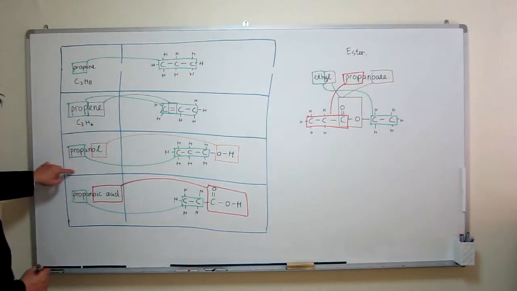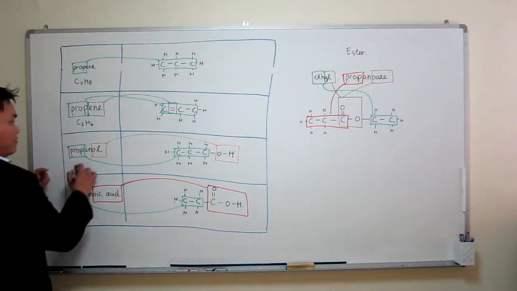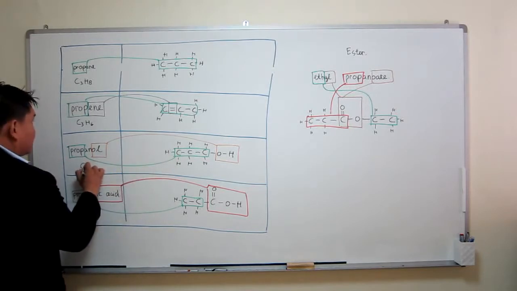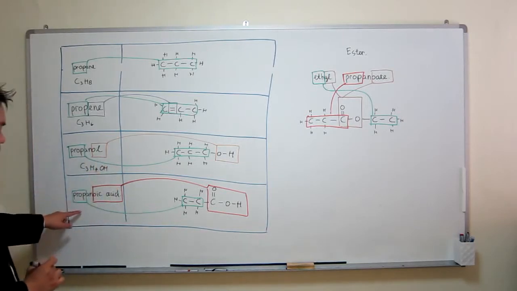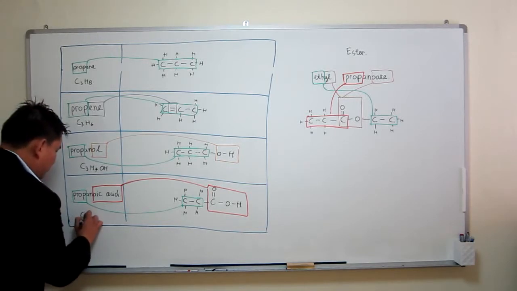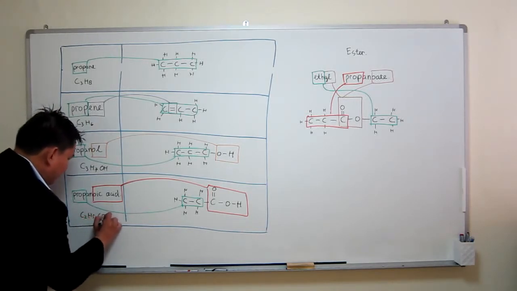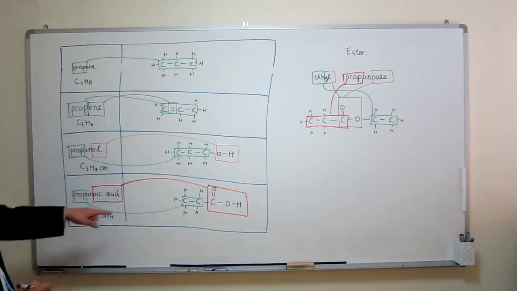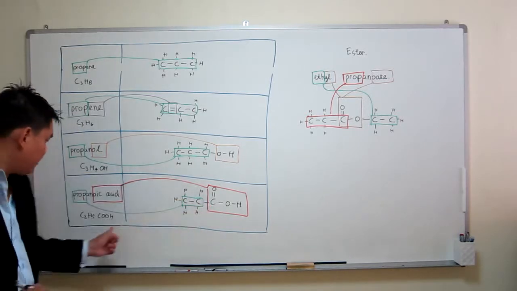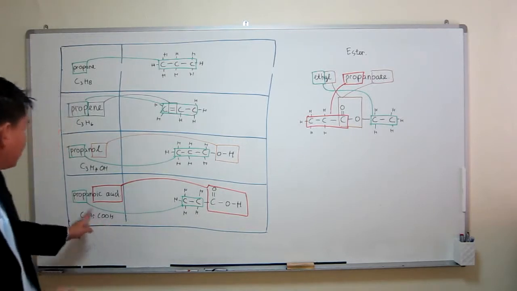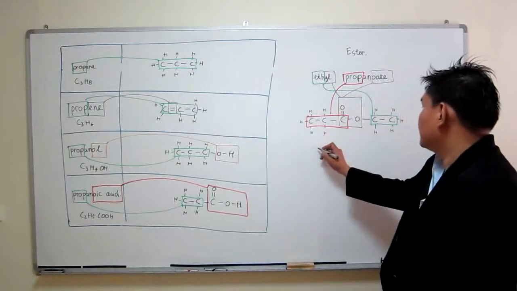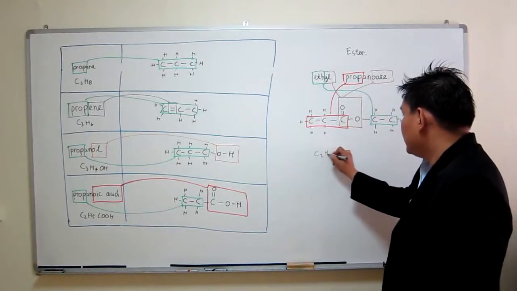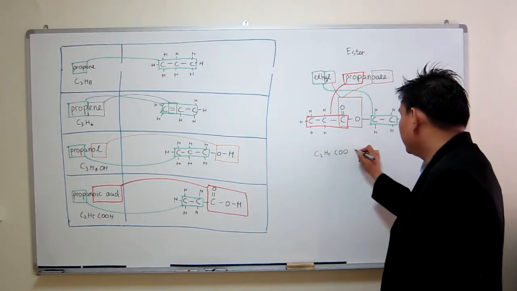Don't forget the molecular formula for propanol. Very simple, 3 carbon, so C3H7OH. Propanoic acid, C2H5COOH, C2H5. Then you have one more C here. This C is counted when you give the name. And ethyl propanoate, C2H5COOC2H5.